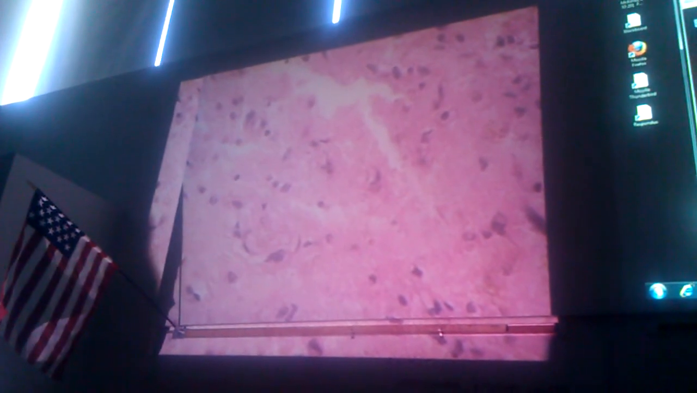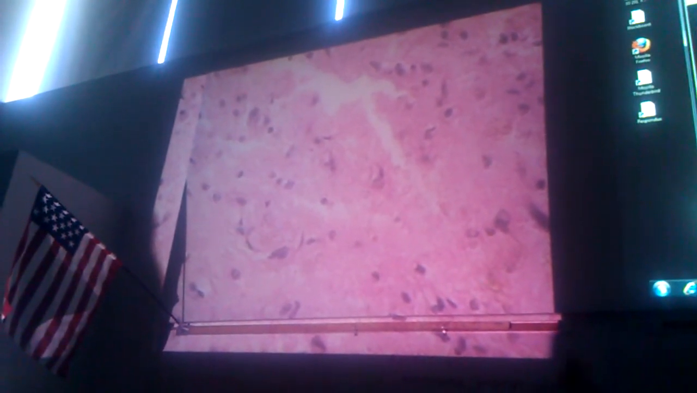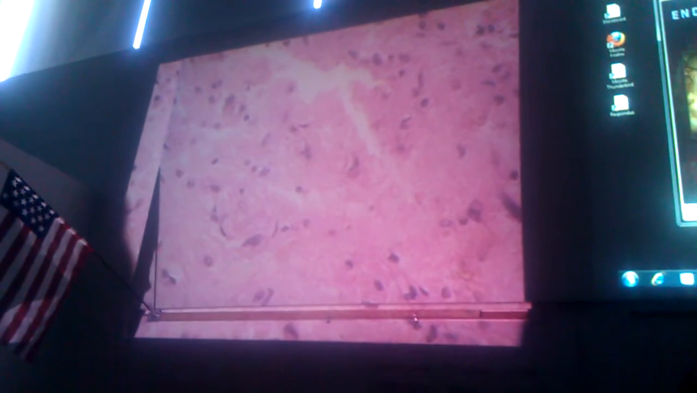Ends of axons, we don't see any of the ends of axons. And you don't see the blood vessels, you don't have the nice clustering of cells like we did on the previous one.